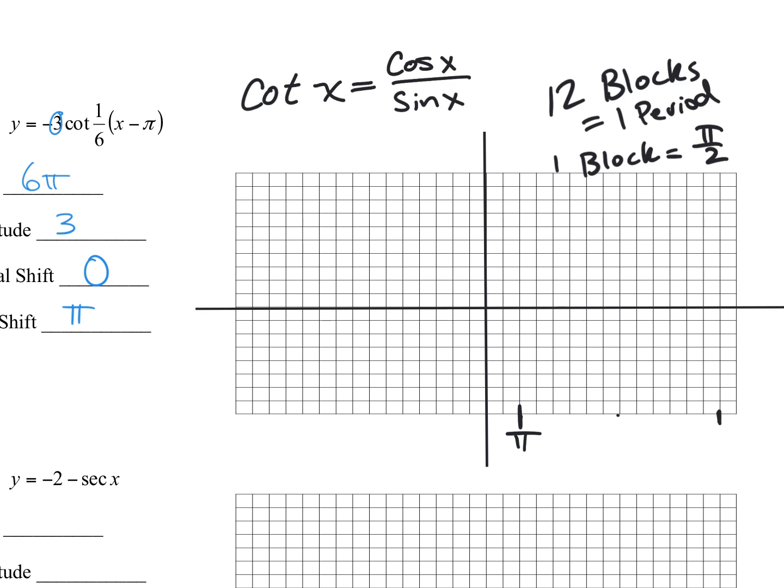We know that we're going to start at pi and end at 7 pi. Halfway between those values will get us 4 pi. Halfway between 4 pi and pi is going to be a fraction here, so we'll have 5 pi over 2. And halfway between 4 pi and 7 pi is going to be 11 pi over 2. So this is going to give us 1 full period of our cotangent graph.